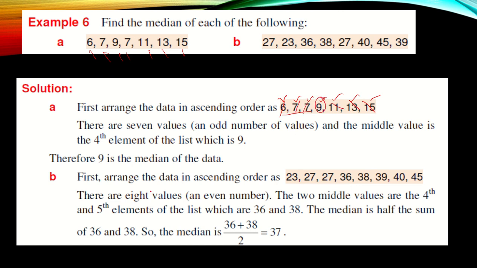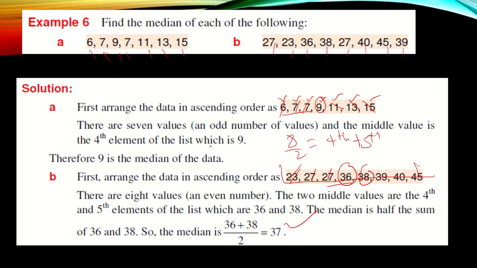Very simple. But the second one, how many data do we have? Let us count: 1, 2, 3, 4, 5, 6, 7, 8. 8 data. So after rearranging, 8 divided by 2 will be 4. So which one is the fourth data? 1, 2, 3, the fourth one here. And the next, the fourth plus the fifth. The next data is 38. Then divide by 2, as you see here.